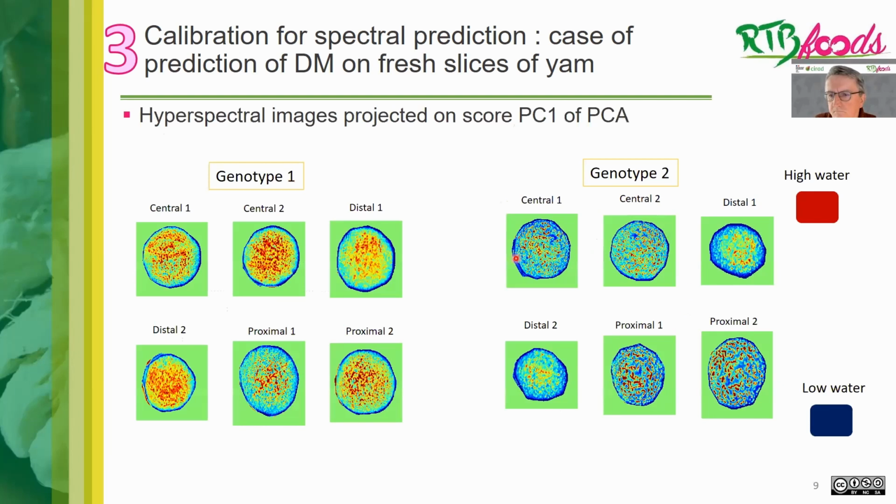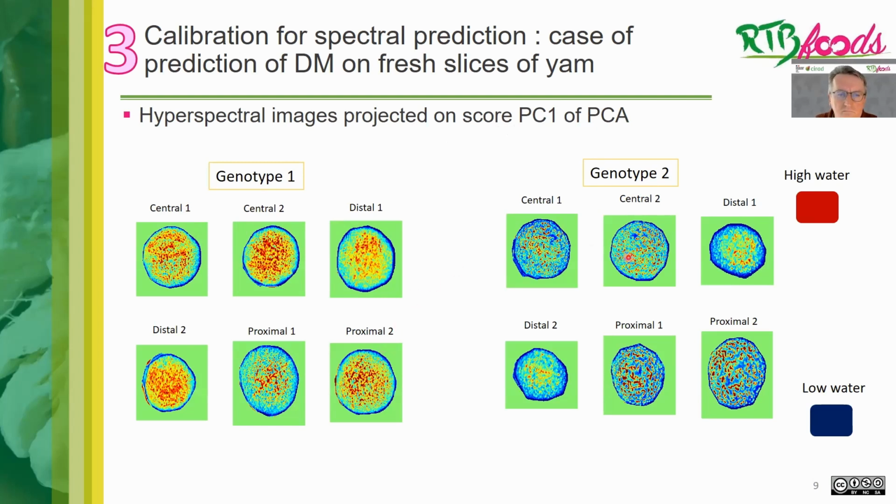And also, I just want to show you some images. These are the hyperspectral images projected on the score PC1 of the PCA. So these are the images of genotype 1 and the images of genotype 2. As I said, we take one image of each case.